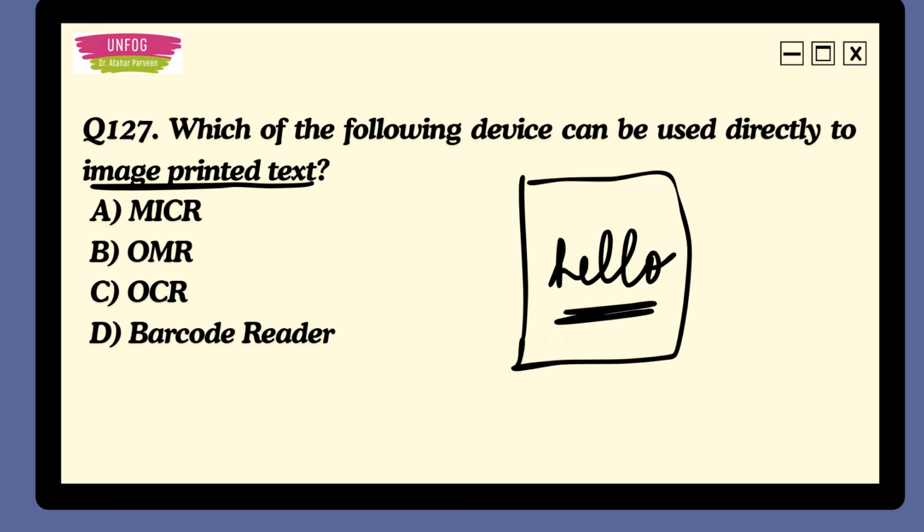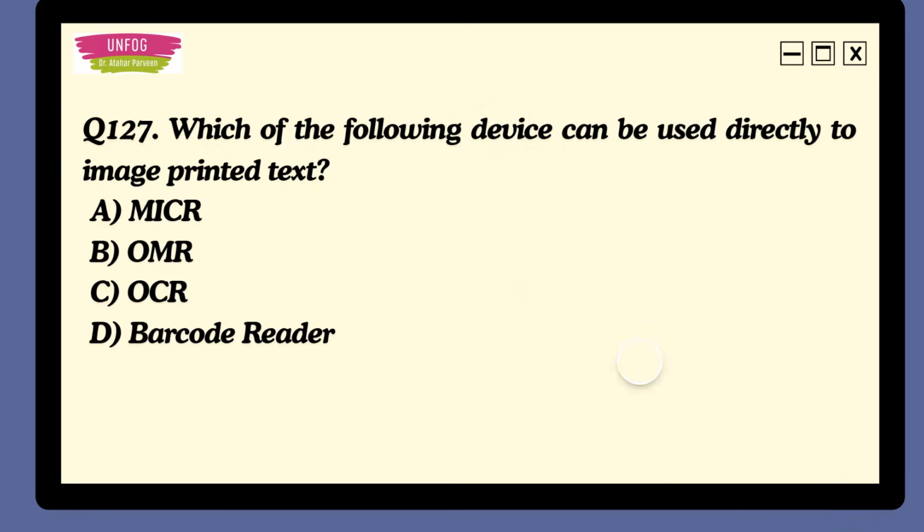Like today, in today's generation, if you take a photo of a paper and you send it in Google Lens, you can see what is written. The computer can see what is written inside the paper. But in olden computers, that was not possible. So for that, they had a different device which was able to read what is on the question paper or what is on the paper. So he is asking, what is that device that was used for image printed text? Which device was able to read what was written inside that image?